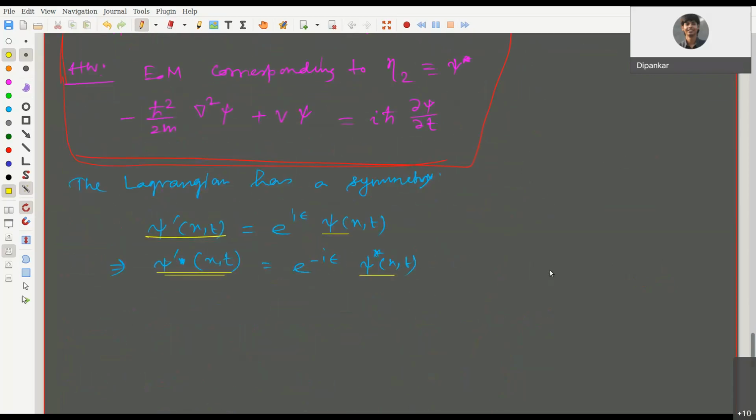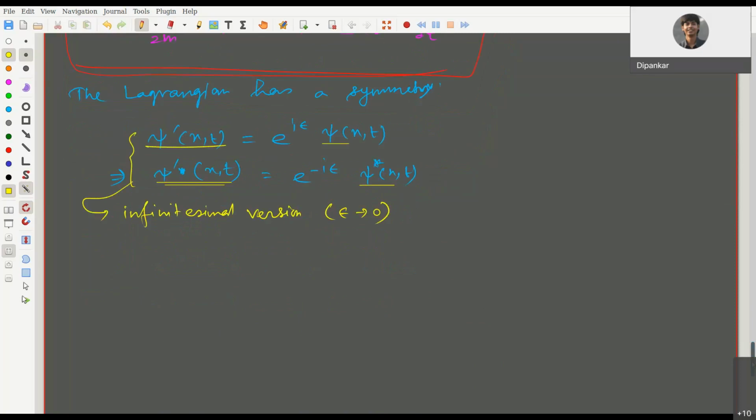Now to get an idea of how to apply Noether's theorem here, I need to look at the infinitesimal version of this symmetry. That means epsilon tends to 0, so that you keep only first order in epsilon.